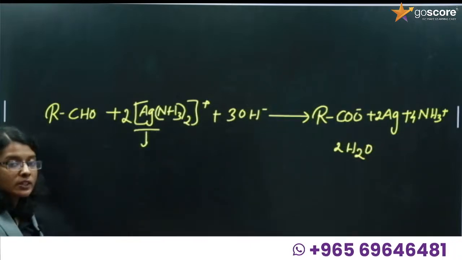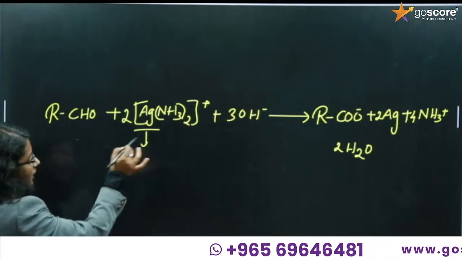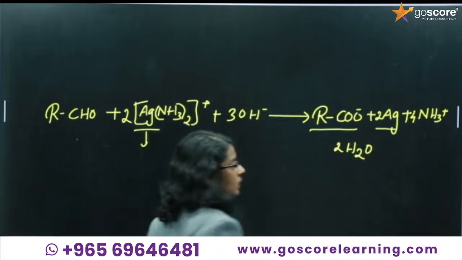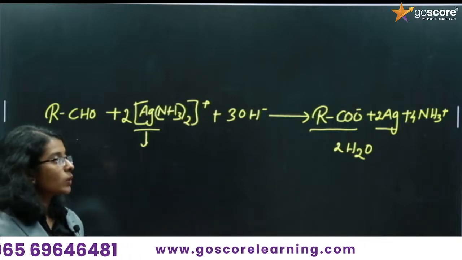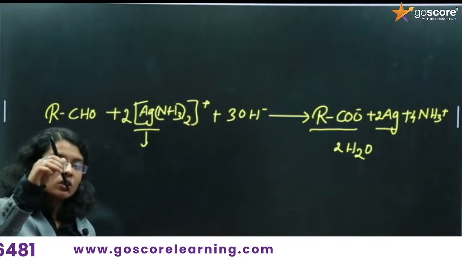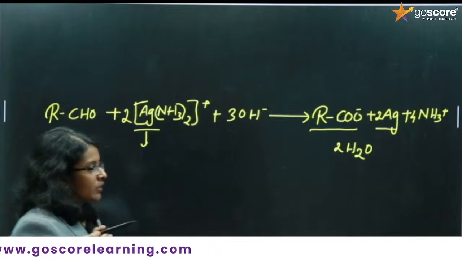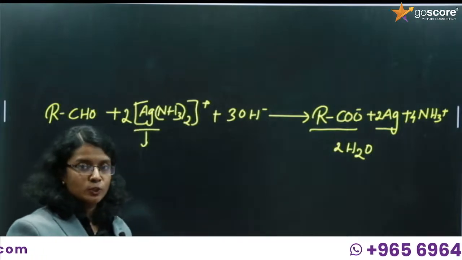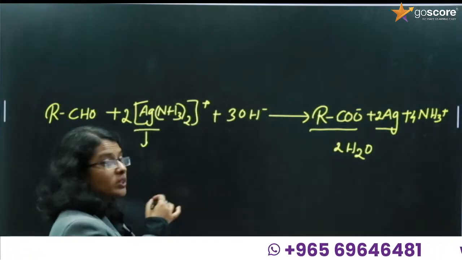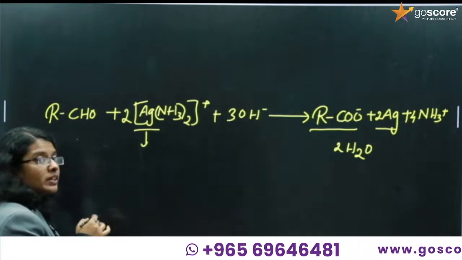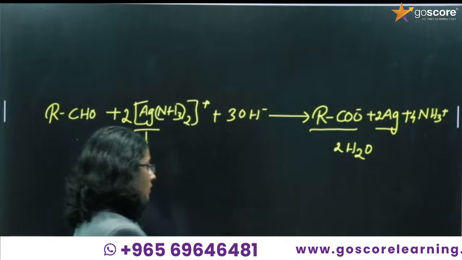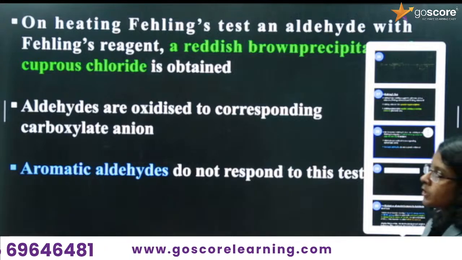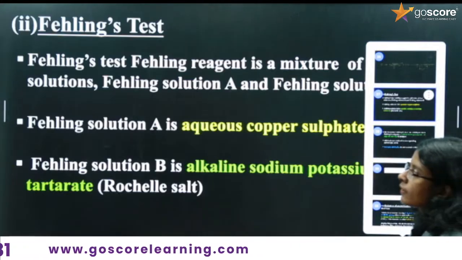So aldehyde reacts with Tollens' reagent. You will get carboxylate anion and silver metal. The bright silver mirror is obtained, and you can see it on the test tube and distinguish that the compound contains aldehyde. Ketone doesn't respond to this reaction. This reaction also responds to aromatic aldehydes. It only doesn't respond to ketone. The next one is Fehling's test.